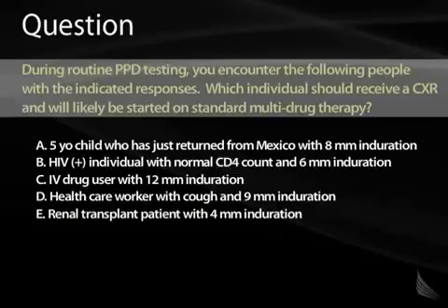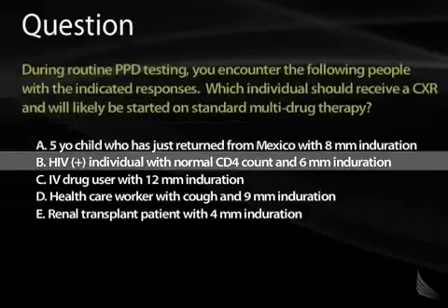They need to get 10 millimeters of induration, and she does not reach that. B, an HIV positive individual with a normal CD4 count and 6 millimeters of induration. So even though they have a normal CD4 count, they're HIV positive, which puts them at high risk, and since they have more than 5 millimeters of induration, this is the person who I'd give a chest x-ray to.